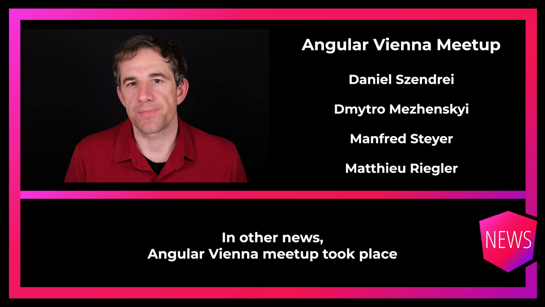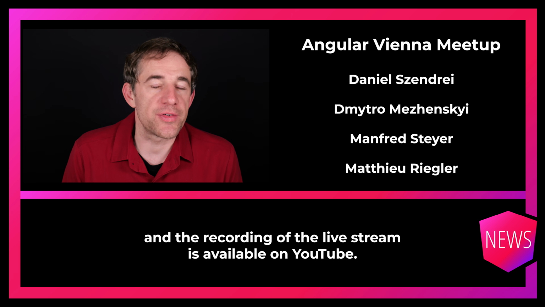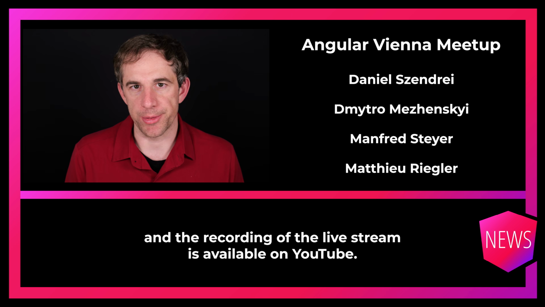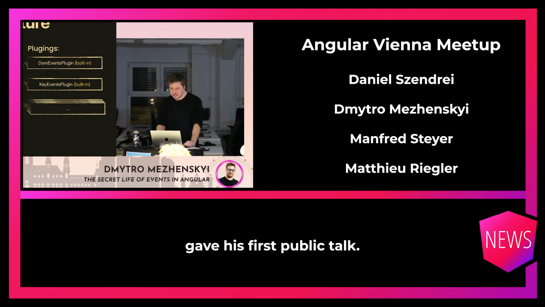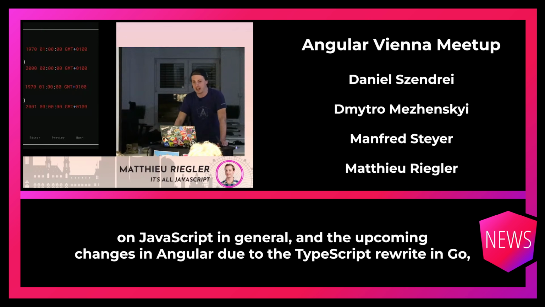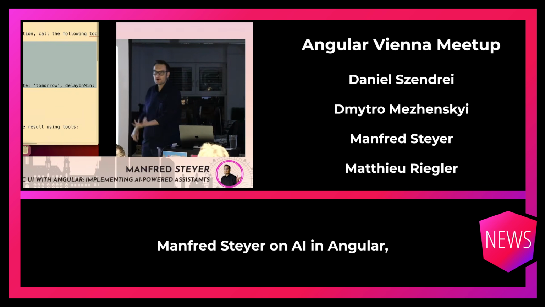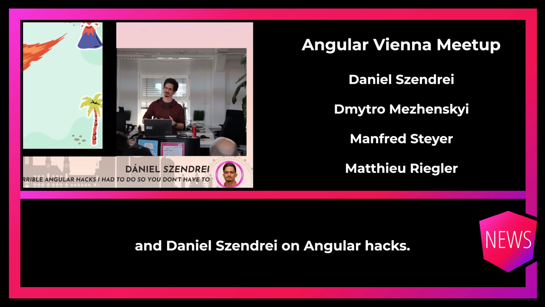In other news, Angular Vienna Meetup took place, and the recording of the live stream is available on YouTube. At the Meetup, Dmytro Mezhenskyi, also known as Decoded Frontend, gave his first public talk. Other speakers were Matthieu Riegler from the Angular team on JavaScript in general and the upcoming changes in Angular due to the TypeScript rewrite in Go, Manfred Steyer on AI in Angular, and Daniel Sendre on Angular hacks.